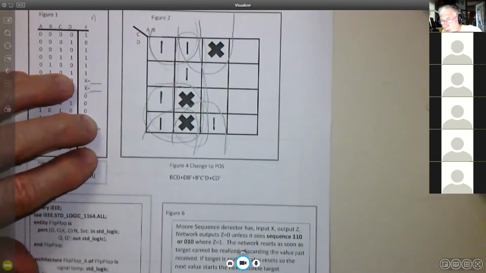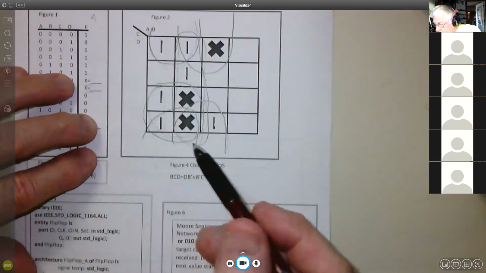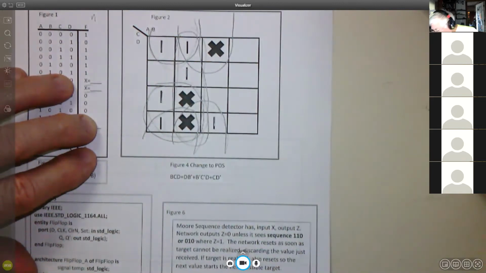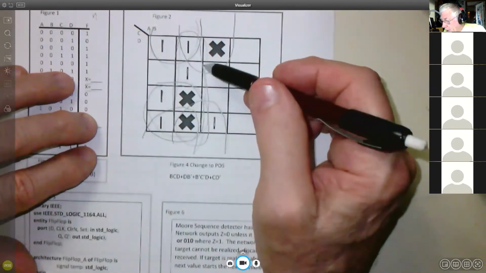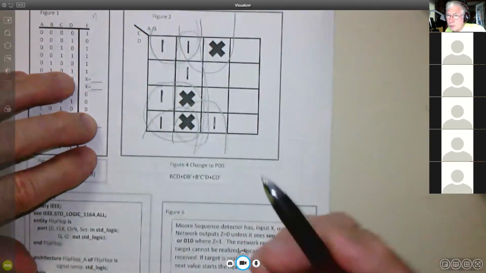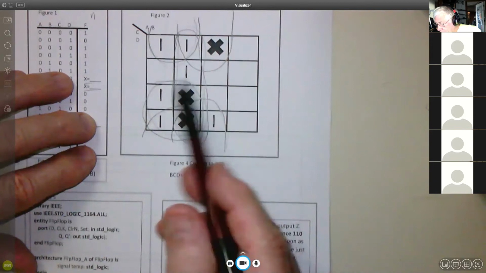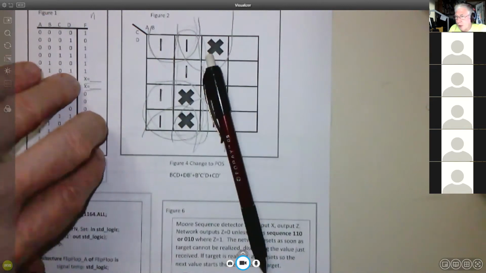There are plenty of ones that have multiple groups cover them, but that's not the right way to say it. Let's see. When we're looking for a non-essential prime implicant, all the ones within that group are covered by other groups, and we don't have any of those conditions. All groups have at least one one in them that is not covered by any other group. So that makes them essential.